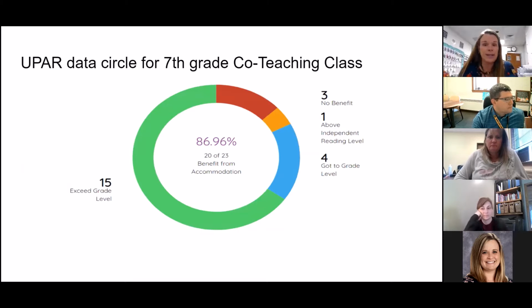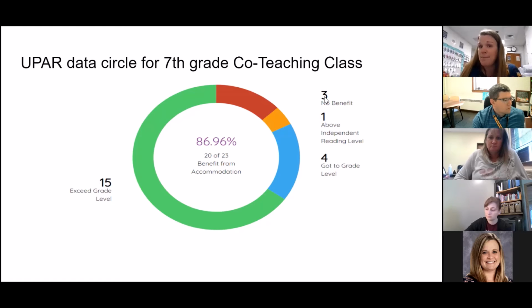This is something that's been really fun for me to see when I give this to whole classrooms. And this was that data circle. So we're able to see 23 kids were given the UPAR in that 7th grade co-teaching classroom. 20 out of 23 benefited. Doesn't mean they needed that accommodation, but 20 out of 23 benefited from some form of accommodation, either human reader or text reader. And then 15 exceeded grade level.